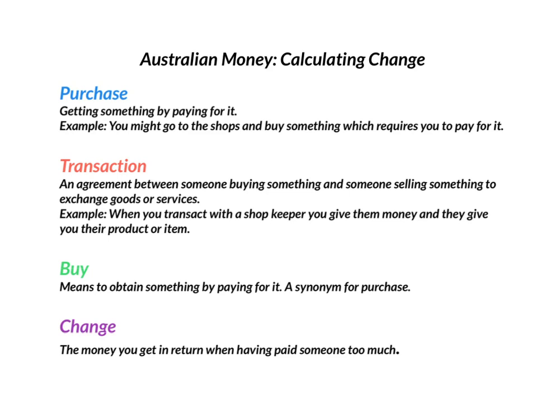A transaction. A transaction is an agreement between someone buying something and someone selling something to exchange goods or services. For example, when you transact with a shopkeeper, you give them money and they give you their product or item. Buy. Buy is another word, a synonym for purchase. It means to obtain something by paying for it.